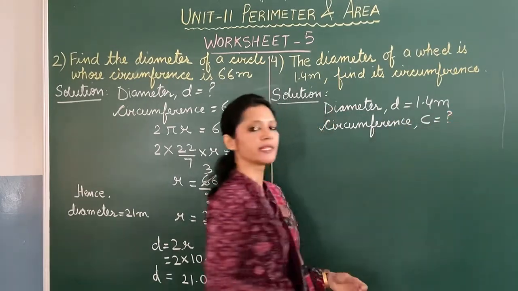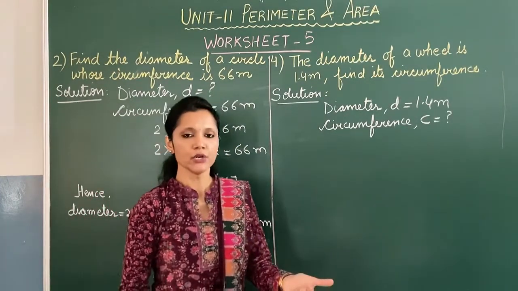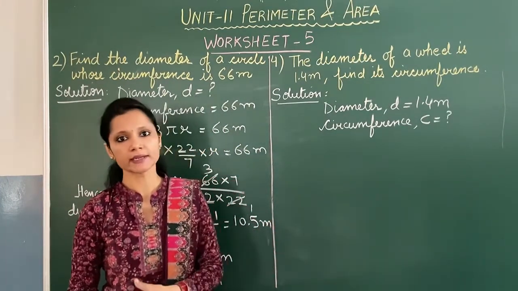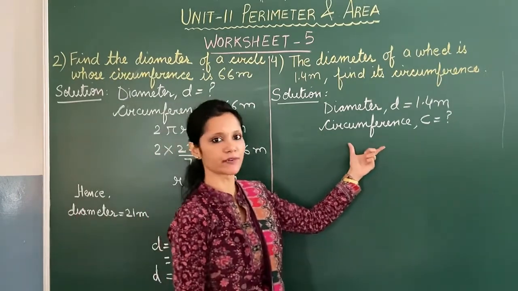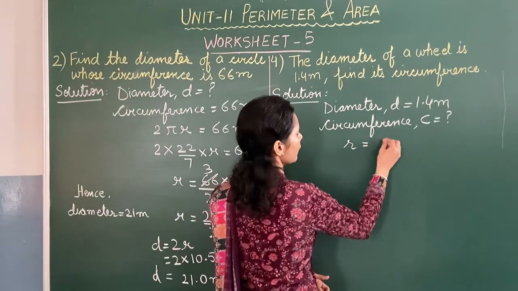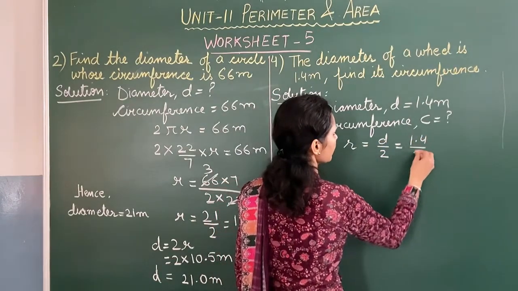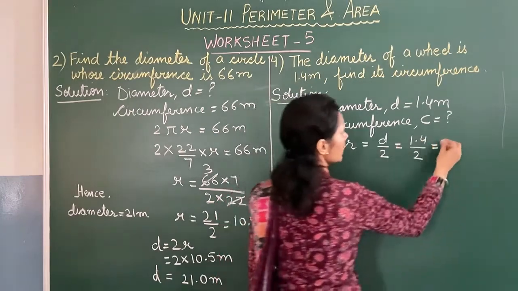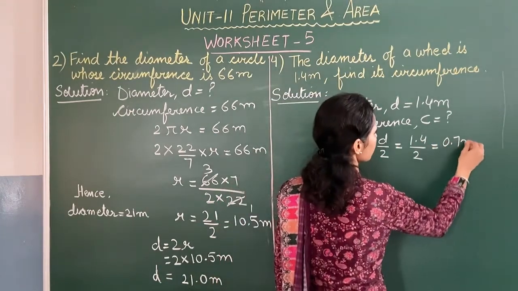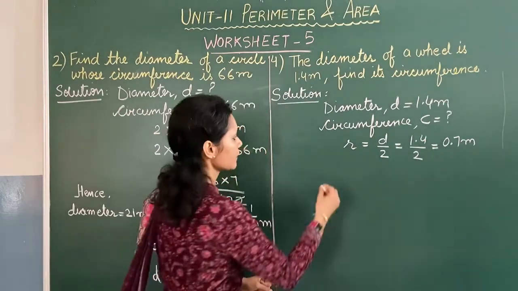As I told you in the very beginning, the formula for circumference is 2πr. So we must know the value of r in order to find the circumference. Now we know that the radius is half of the diameter. So 1.4 divided by 2 would be equal to 0.7 meters. Now that we know the value of r, we can find the circumference.